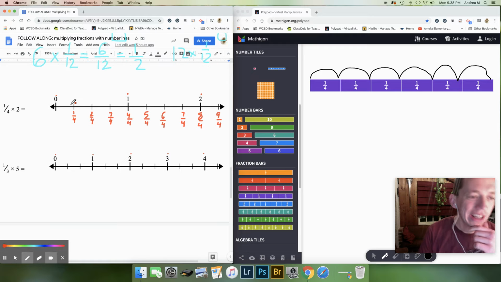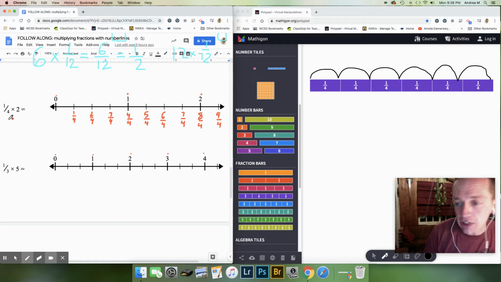Let's go. All right. You'll notice that the fraction and then the whole number, it's just like multiplication. It doesn't matter. If I say 2 times 4 is 8, 4 times 2, still 8. Nothing changes because of the order. So that's the nice thing about it, right? So what I'm going to do is I'm going to go 1/4 2 times. Well, that's once, twice, 2/4.